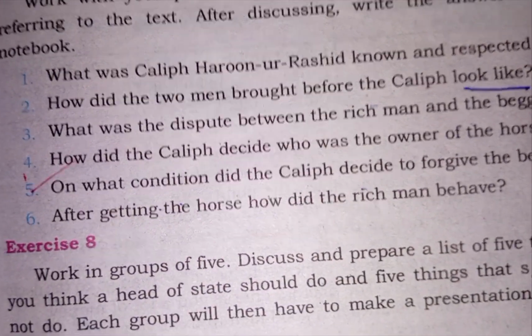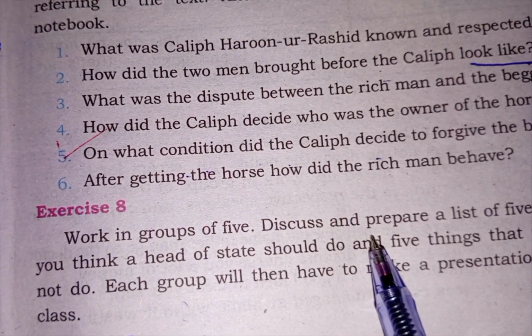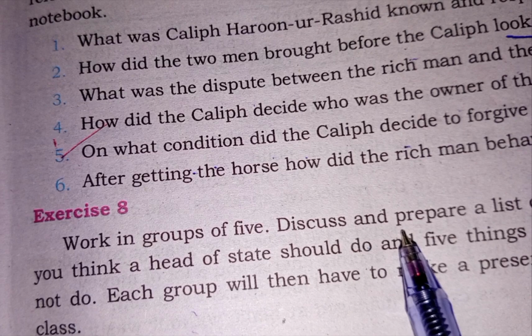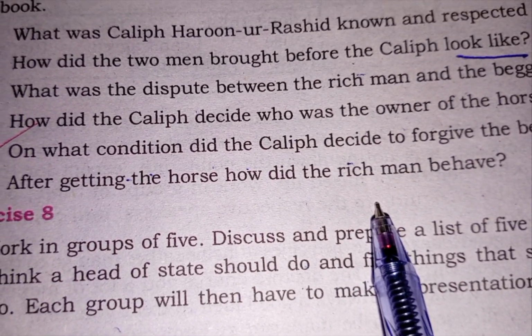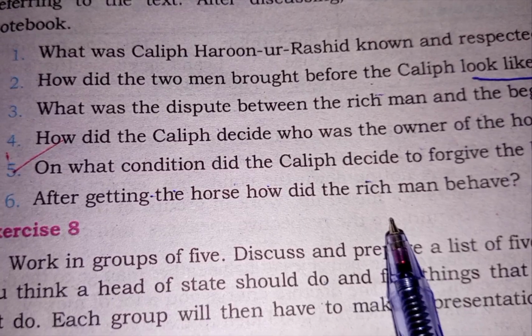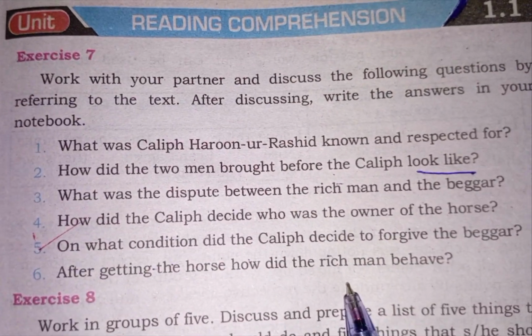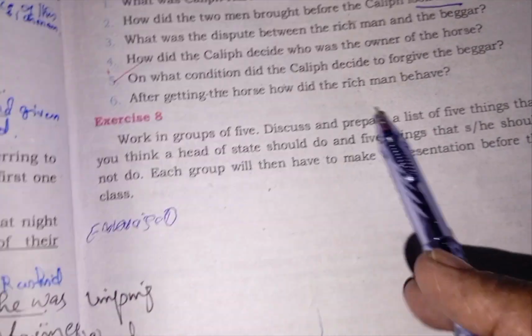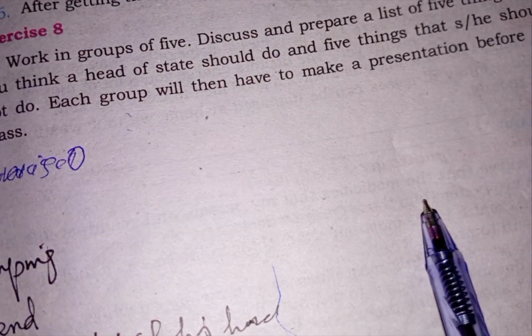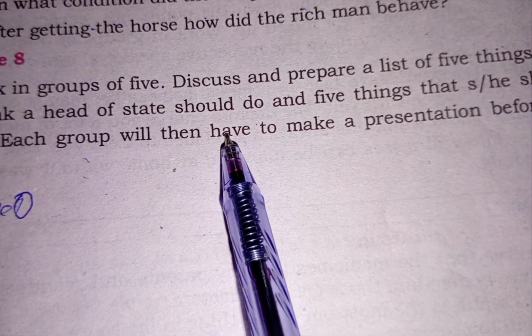So this noble action of the rich man made everyone present in the court realize that the rich man is an honorable person, a respectable citizen, and a kind-hearted, God-fearing man. So this exercise has been completed, and we move to exercise number 8. Work in pairs.